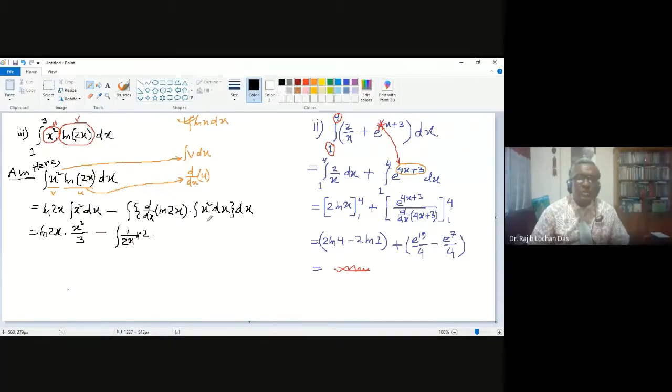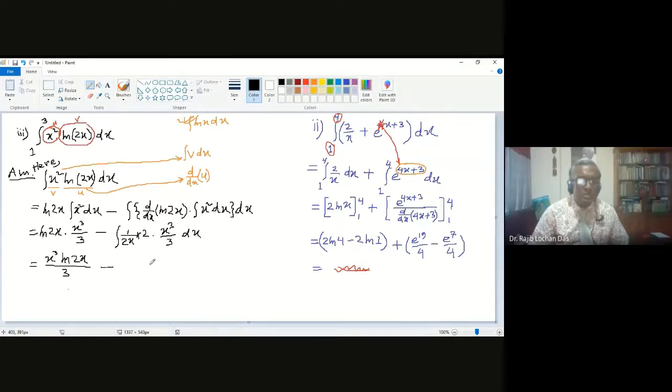So the integration of x square dx will be again x cube by 3. So this is it, and then 1 dx. And then move to the next line. So it is x cube into ln 2x divided by 3. This is the first part. And then move to the second part.